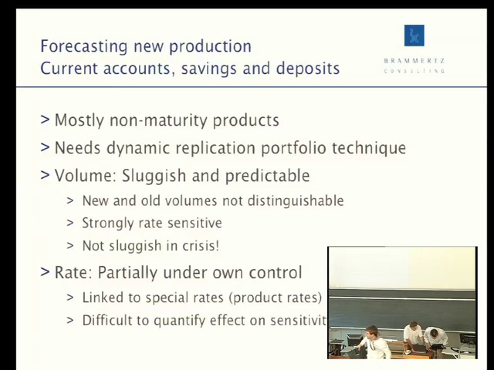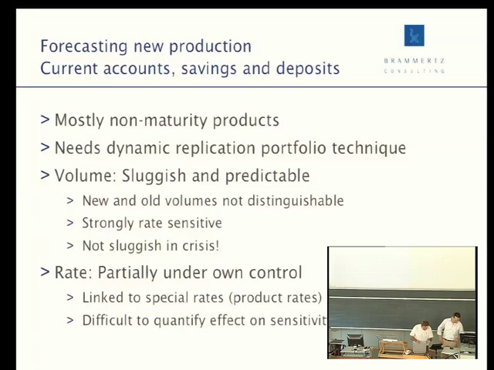Now, volume is easy because normally it's sluggish, except in a liquidity crisis. Then they become fast. But for an income, a saving account is very easy to forecast. You need a replication portfolio in the background. That makes it a little bit more difficult.